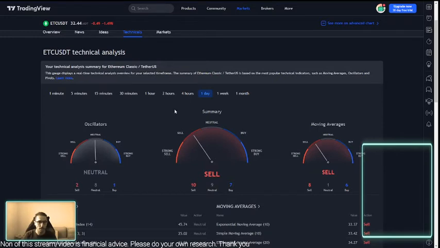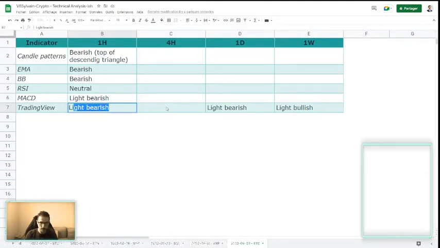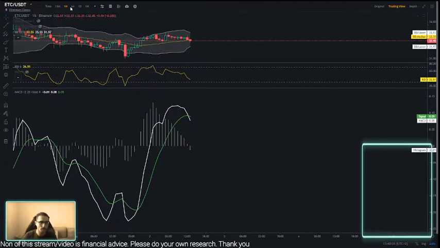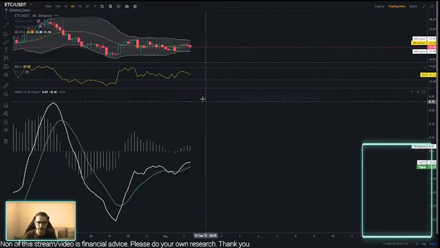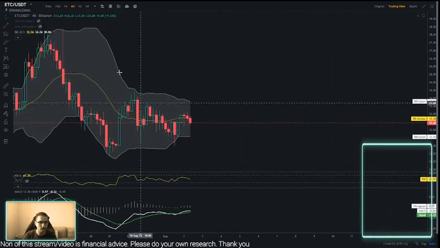Now the summary of the technical analysis of TradingView is, overall, slightly bearish. It advises us to sell, while the moving averages are definitely bearish, so it's slightly bearish. That's interesting. Light bearish. Okay, let's go for the 4-hour time frame and let's see if it tells us a different story.